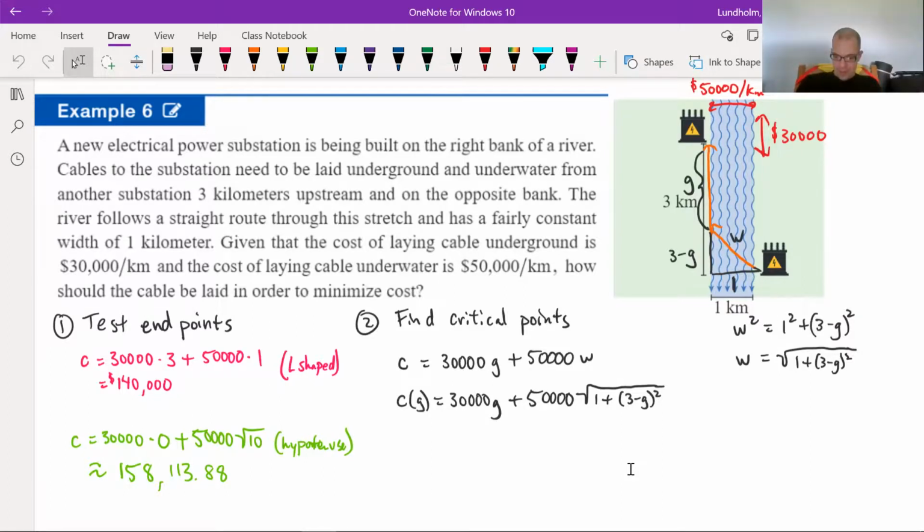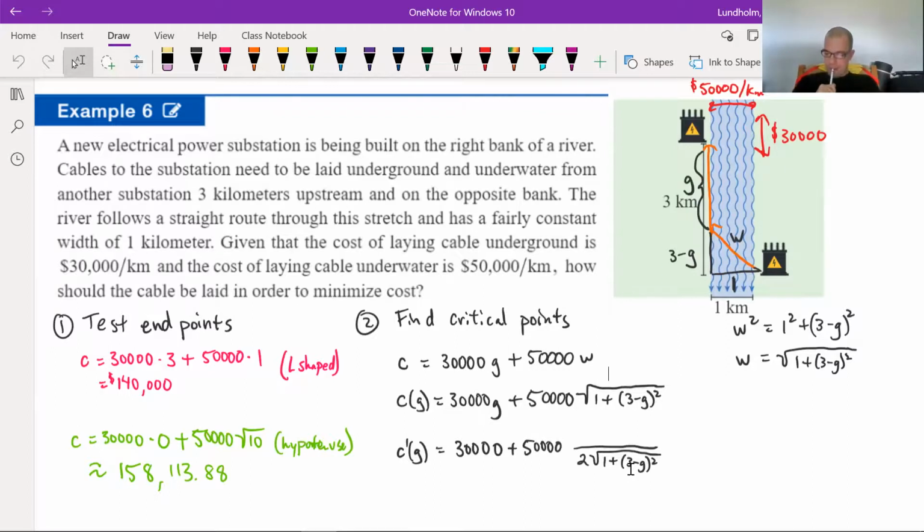And so we take the derivative. So power rule just makes that first part 30,000. And then the next part, we've definitely got a chain rule kind of thing going on. I'm just going to leave the 50,000 out front, but the derivative of a square root of something is 1 over 2 times the square root of something. So I'm just going to copy this over.